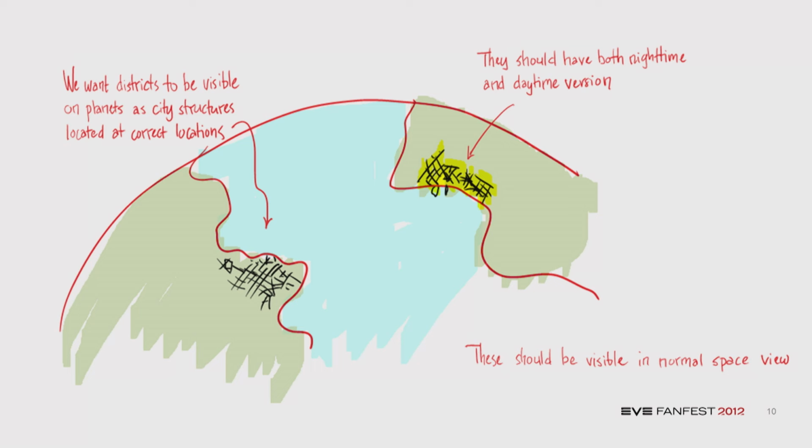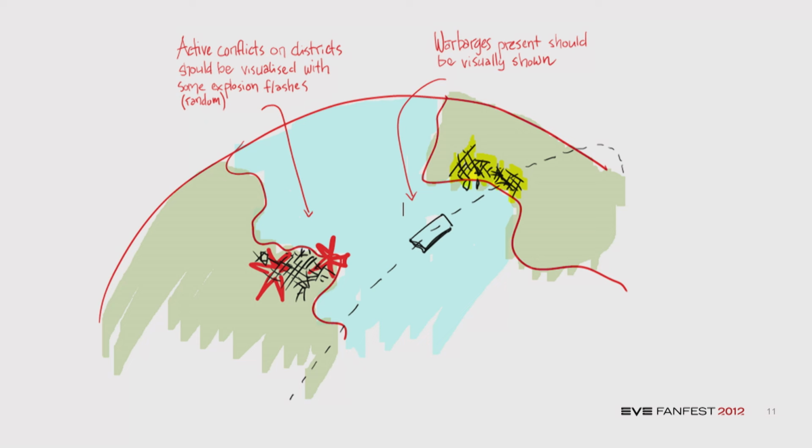And it was very important for us to also give the impression that the planets are alive. There are people there. So if there's a Dust battle going on in that district, you should be able to see some kind of flashes and explosions. So that if you're just flying by, you're not participating in any of this, you just look at this planet and you see, ooh, there's a lot of things happening there. And it's actual people that are doing stuff there.